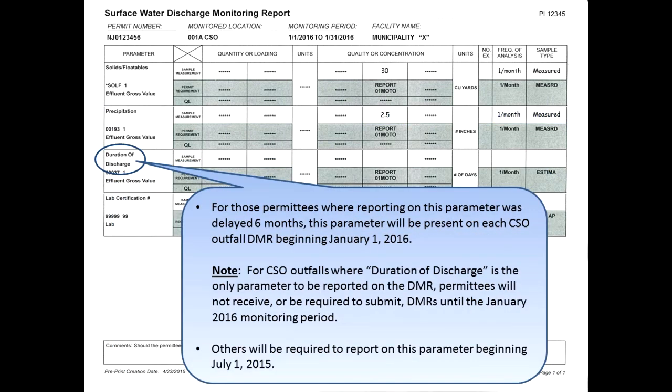The next parameter that will appear on the DMR form is duration of discharge. For most permittees, this parameter will not appear on any of their DMRs until the January 2016 monitoring period.